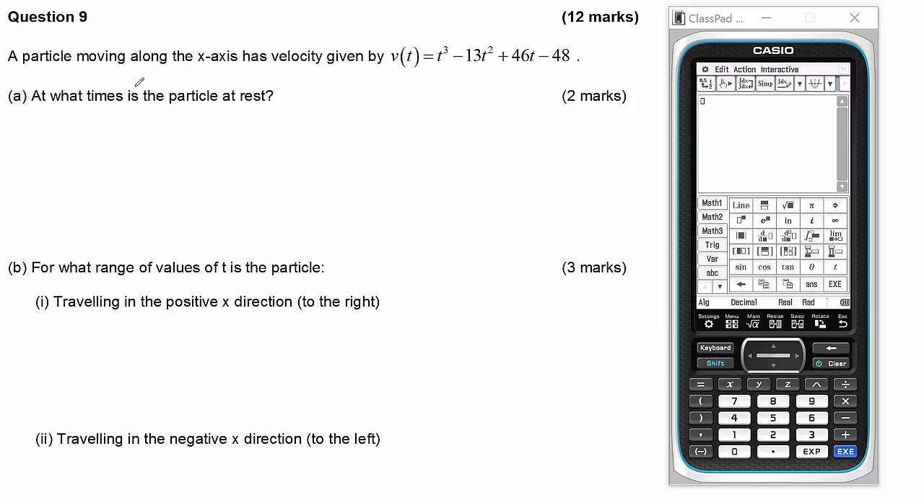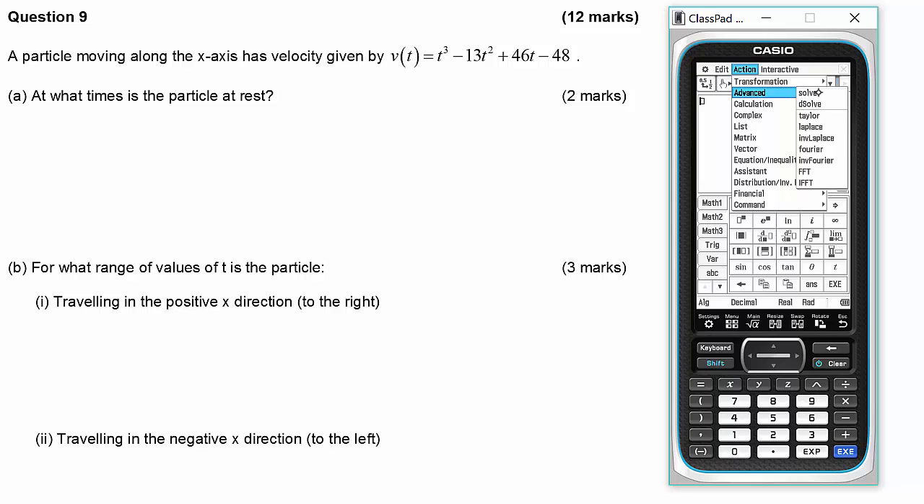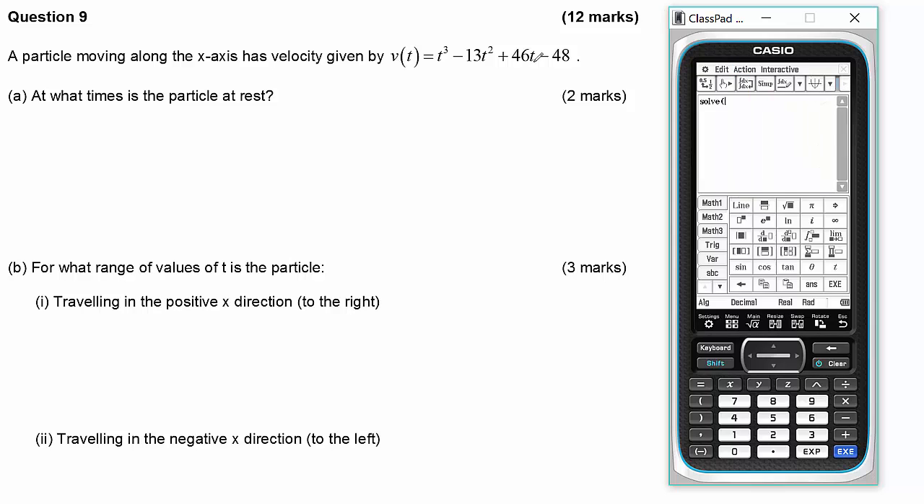A particle moving along the x-axis has velocity given by this expression here. At what times is the particle at rest? Well, we know that velocity is 0 when the particle is at rest. So let's just solve this cubic.